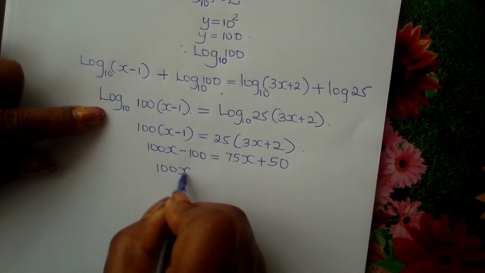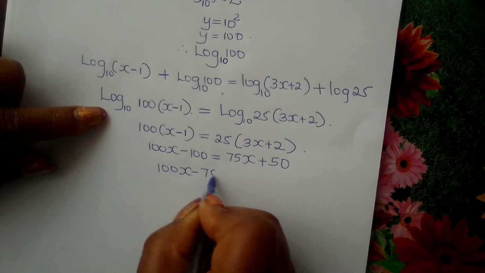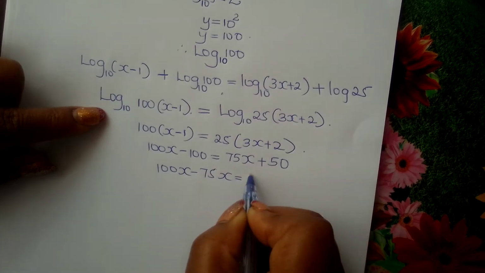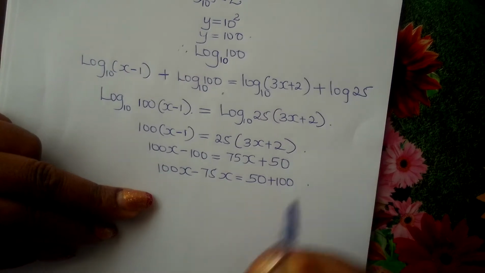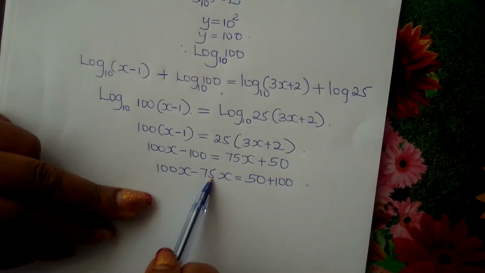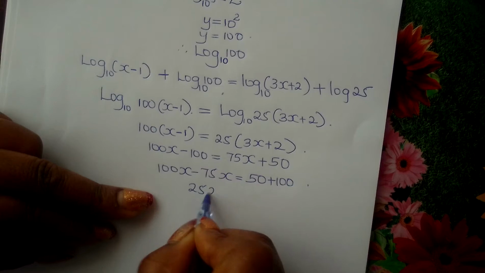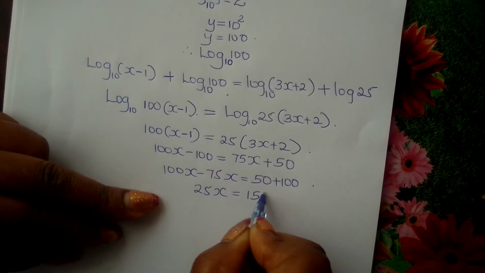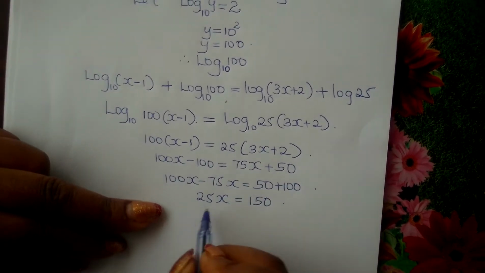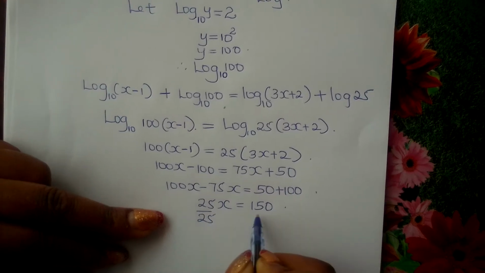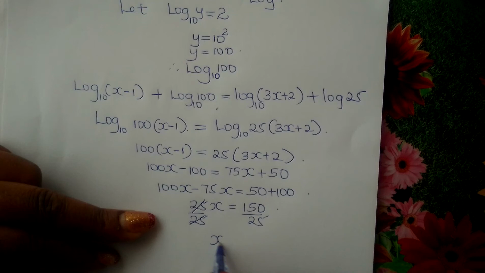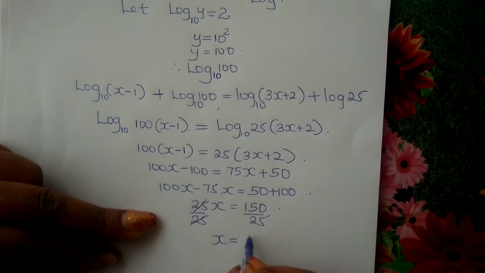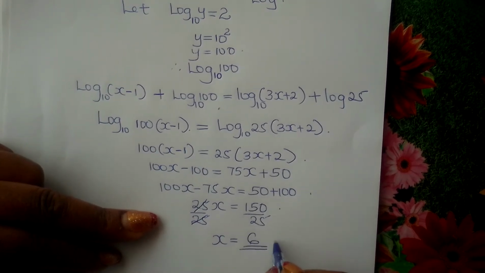So 100x minus 75x is equals to 50 plus 100. Subtract this, learner. You'll get 25x is equals to 150. And therefore, learner, to get x, you just divide both sides by what? By 25. And therefore your x will be 6.